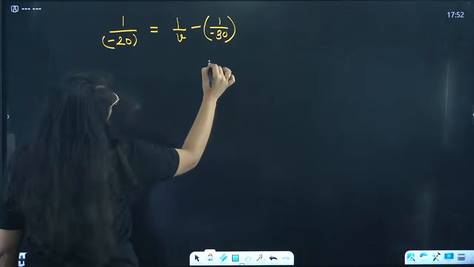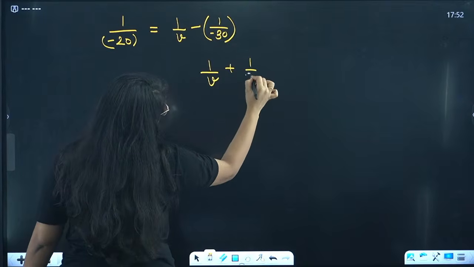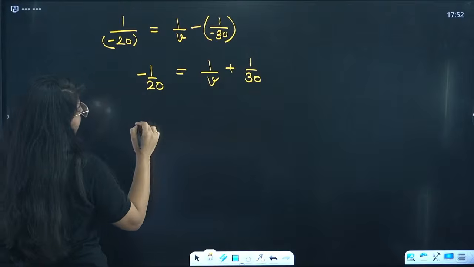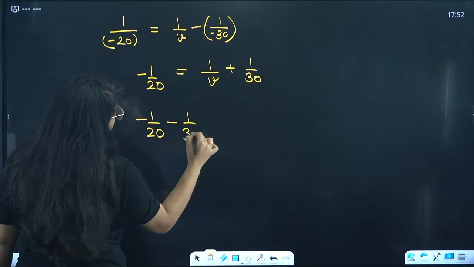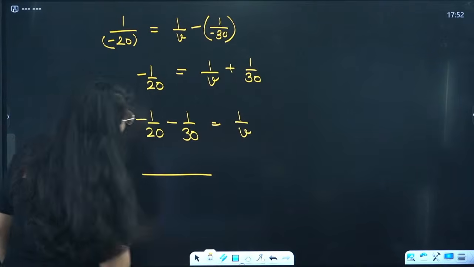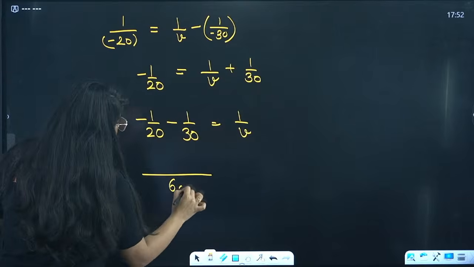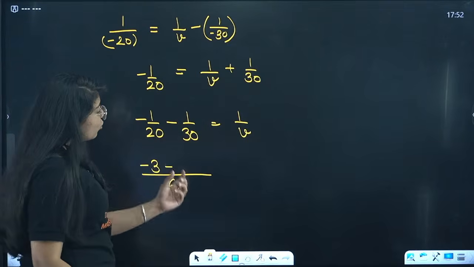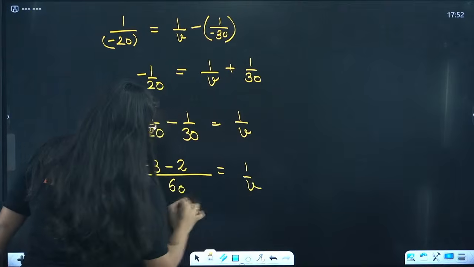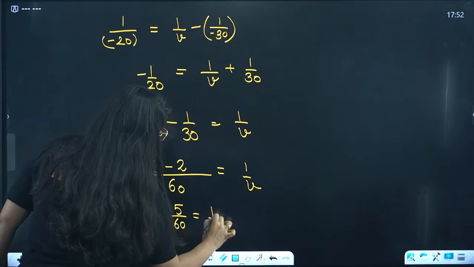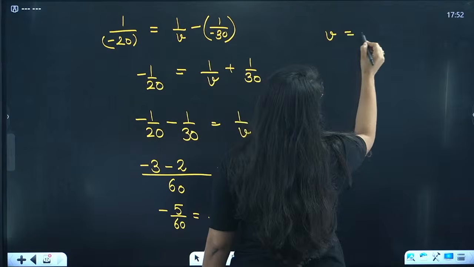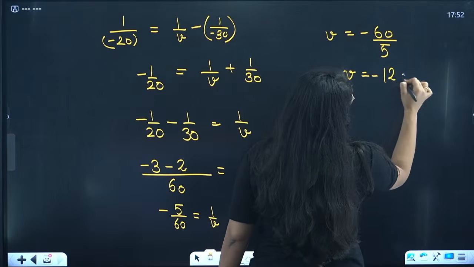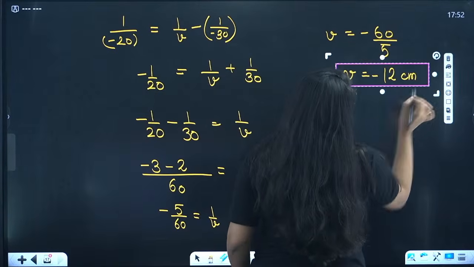Then we have 1 by V minus minus, that is plus 1 by 30, equals minus 1 by 20. Now beta, this is plus. If you take it to the other side, it will be minus 1 by 20 minus 1 by 30 equals 1 by V. Just take the LCM. What will be the LCM? Simply 60, right? 20 into 3 is 60, 1 into 3 is minus 3. Don't forget this minus. Again, minus 30 into 2, 1 into 2, so minus 2, equals 1 by V. This is minus 5 by 60 equals 1 by V. So V will be minus 60 divided by 5. So V will be minus 12 centimeter, and yes, that is your answer.